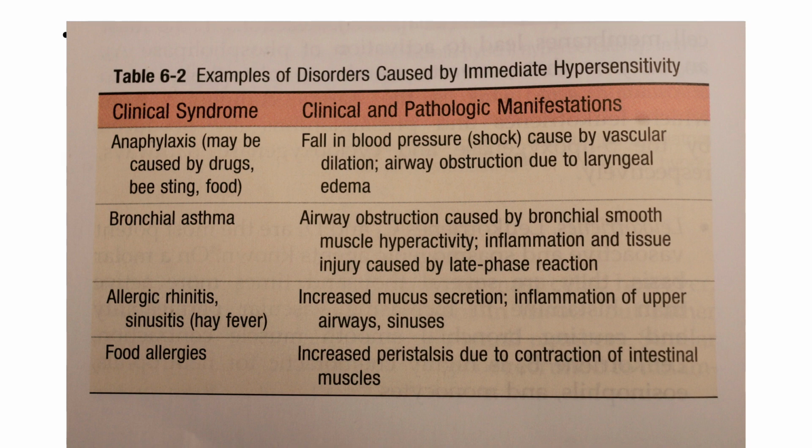Immediate hypersensitivity examples are here. You can get anaphylactic shock caused by drugs, bee stings, or food, which is manifested by hypotension caused by vascular dilatation, and airway obstruction due to laryngeal edema. Bronchial asthma is another example, where you have bronchial smooth muscle hyperactivity with airway obstruction and a late phase reaction with tissue injury. Allergic rhinitis and sinusitis is hay fever, with increased mucus secretion and inflammation of the upper airways. Food allergies cause increased peristalsis due to contraction of intestinal muscles.